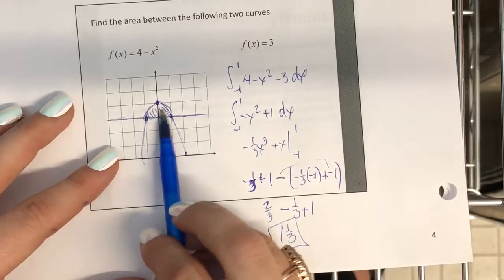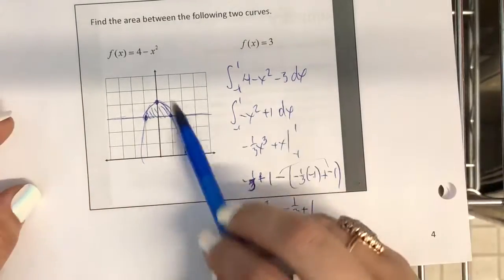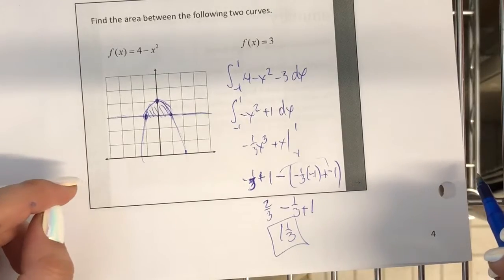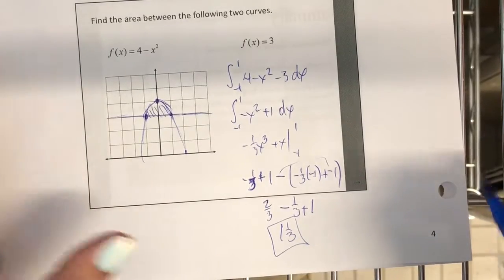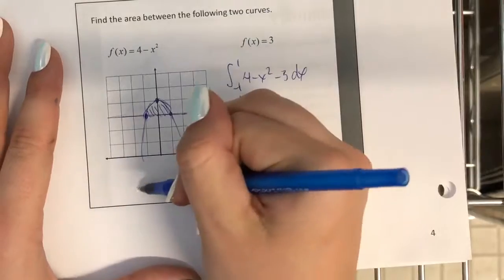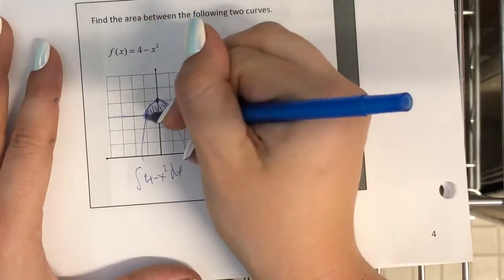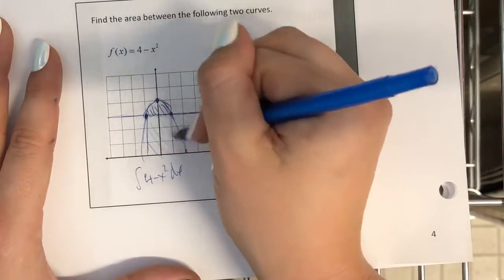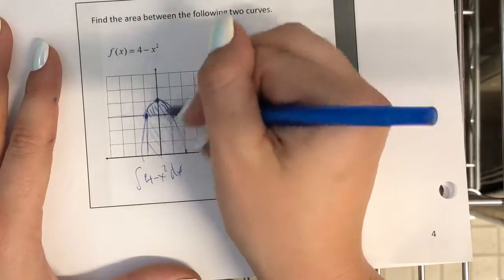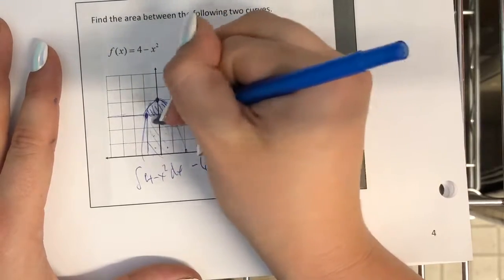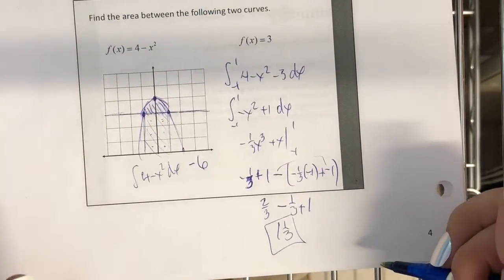So this is pretty beautiful. You just found the area. I mean, this is a big deal. You found the area underneath a random curve. Another way to do it is you could actually have just integrated 4 minus x squared, and then you would get this whole area, all of this, and then you subtract 6. 1, 2, 3, 4, 5, 6. You could do that too.